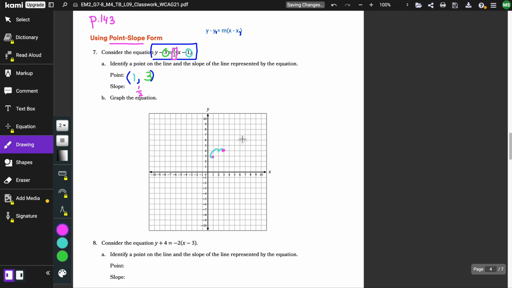I'm not going to use a ruler because I'm drawing on the computer. So pretend this is nice and straight. Eek, it's not really, but pretend it is. And then just double check yourself. I should have a positive slope. Does the line that I drew show a positive slope? Yes, it does. So check, I have graphed the equation.